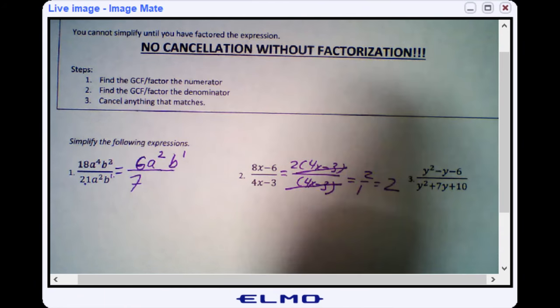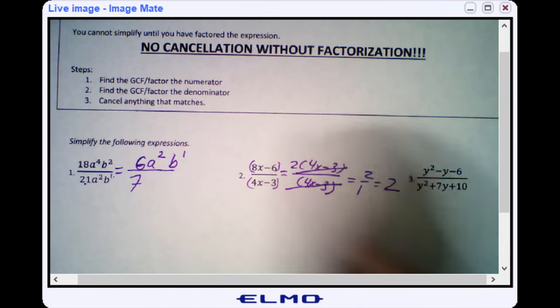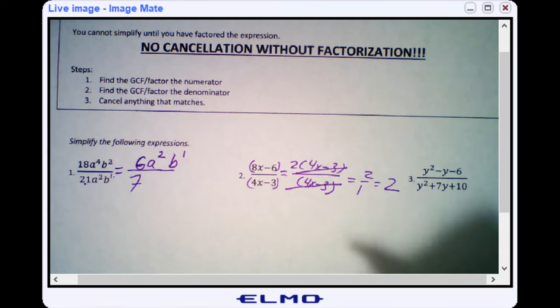One thing that you can do, if you have more than one term, is just put parentheses around them at the beginning to remind yourself that the groups must match. Since my groups do not match, I know I have to try to factor.